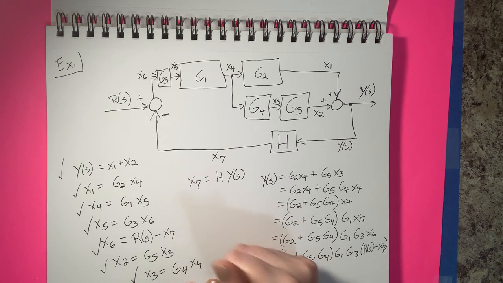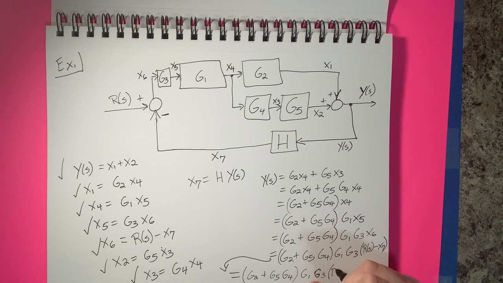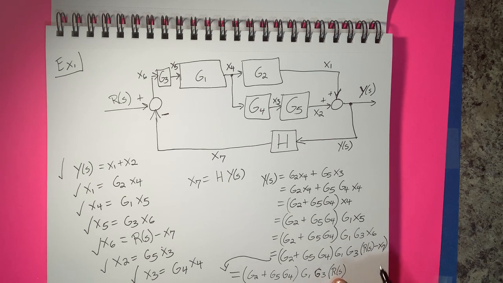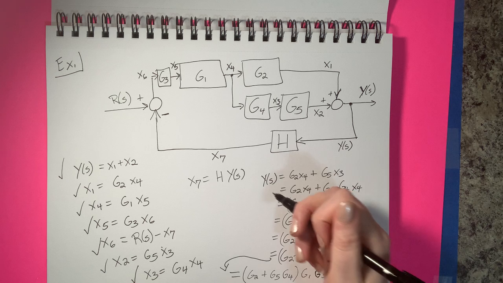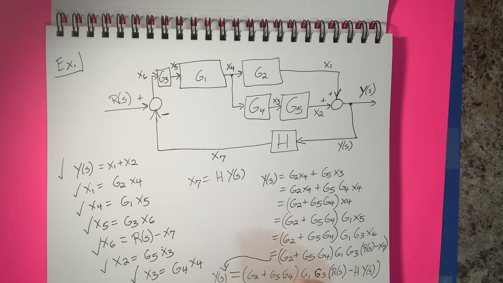So this line goes down here. And then we have the coefficient again. We copy that, and we have a g2 plus g5, g4, and that all gets multiplied by this g1, g3, which kind of looks like a 6, but it's a g. And then we have the r of s term right here, and minus this h y. So now, examining this, we have our y of s equals all of this.